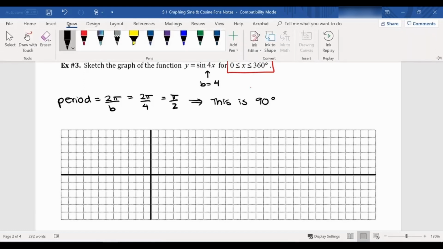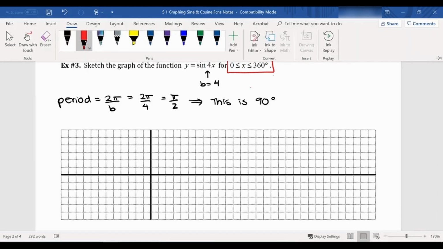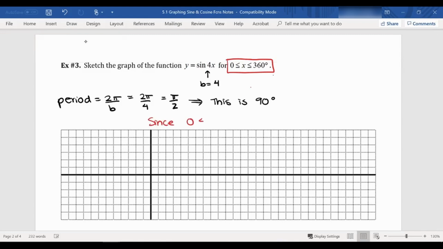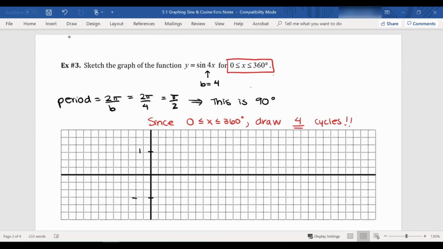Okay? But we've been asked to use the domain 0 to 360. So since we're going from 0 to 360, the question is how many of these can we fit? Well, if one is going to take 90 degrees and we have to go all the way to 360, we're going to be drawing 4 cycles. Okay. So again, we haven't changed anything else. Our normal sine function would have a maximum of 1 and a minimum of -1. We didn't change our amplitude. There's no number in front of this whole thing.